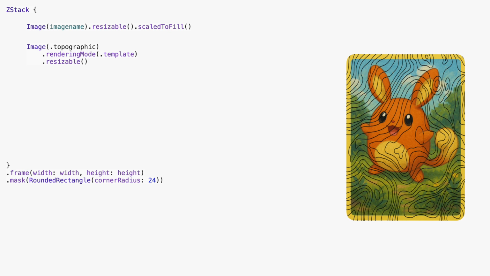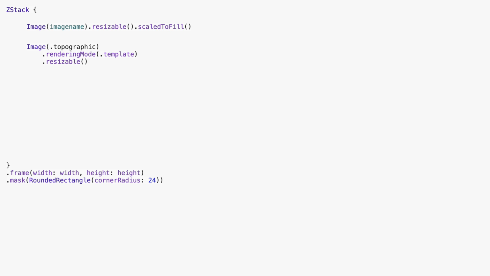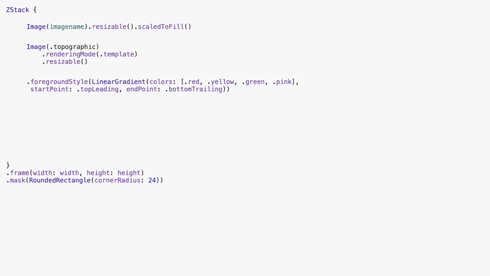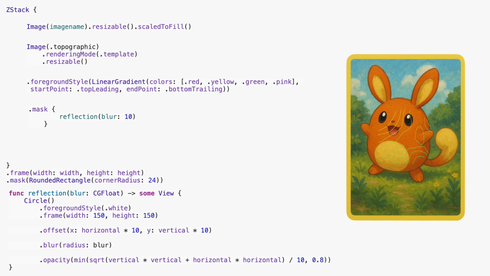Next, we add the topographic line pattern. We set it to template rendering mode so we can apply custom colors to it using foregroundStyle. Now we give those lines a colorful gradient. This makes the shine look more dynamic when it moves. You can tweak the colors to match your style. We mask the gradient lines using a white circle. This is where the magic happens. Only the part of the lines inside the circle will be visible.